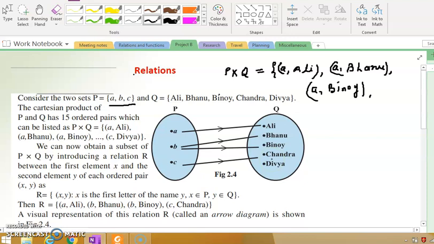So that way you would have 15 ordered pairs: A Ali, A Bhanu, A Binoy, A Chandra, A Divya, B Ali, B Bhanu, B Binoy, B Chandra, B Divya, and again along with C. So 5 in each. So how many elements would you have? The 15 ordered pairs.